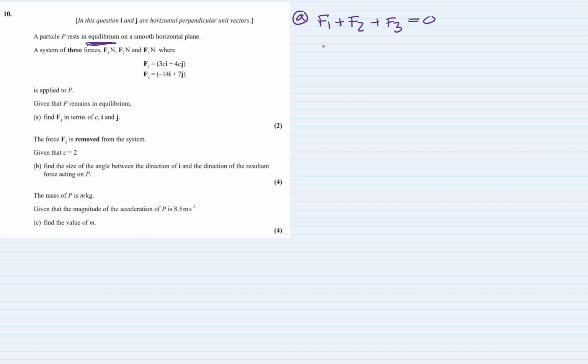I'm going to write my vectors in column form just to make it a little bit simpler to see what I'm doing for the calculations. So I've got (3c, 4c) for F1 plus (-14, 7) for F2 plus F3 being equal to 0. So that means that F3 has to be equal to (14 - 3c, -7 - 4c).